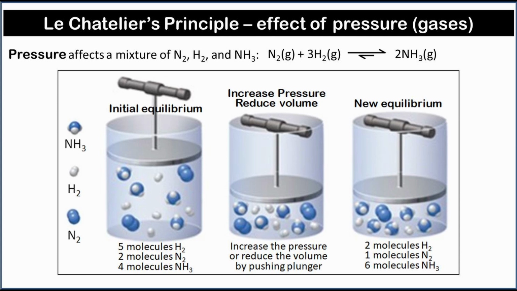After some time, a new equilibrium will be reached, with fewer molecules of reactants and an increased number of product molecules. Pressure is related to the number of gas molecules. The forward reaction can reduce the number of particles, so the reaction will shift toward products.